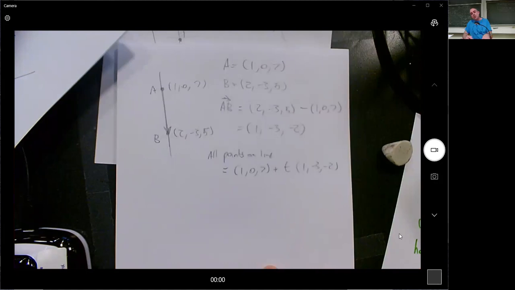The vector from A to B, not that it matters which way it is, would be B minus A. So 2 minus 1 is 1, 3 minus 0 is 3, 5 minus 7 is minus 2. That's the vector AB. And so every point on this line will be some multiple of AB away from that point there. This point doesn't really matter, but I'm just laying out the pie diagram.